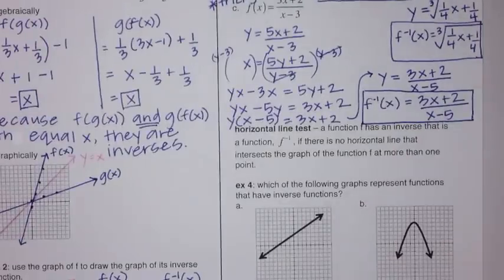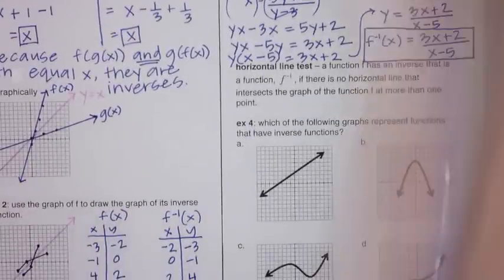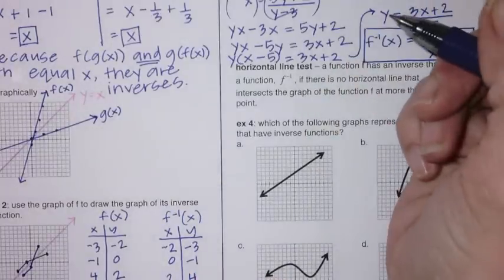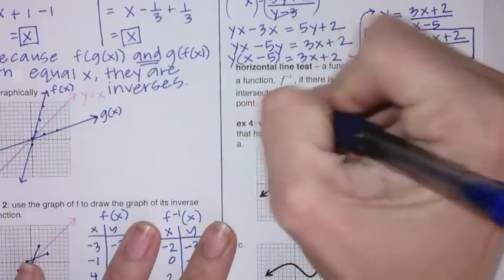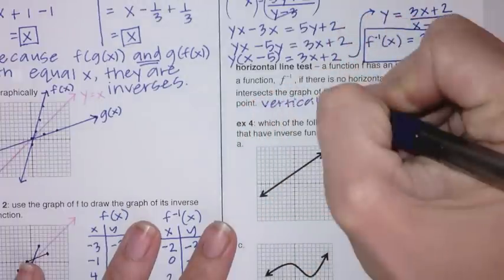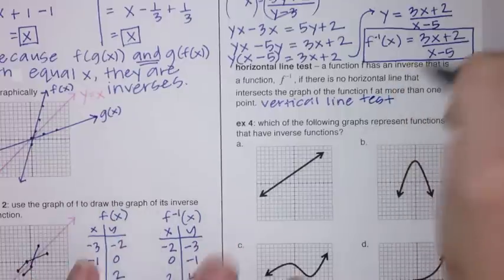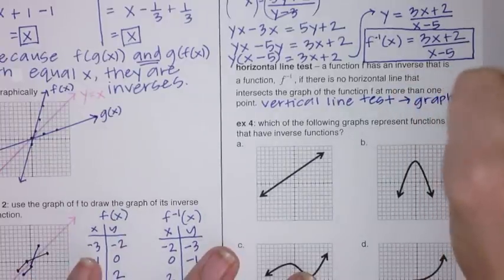Now I know in Algebra 1 and in Algebra 2, you guys learned something called the vertical line test. And what the vertical line test does is it tells us whether or not the picture we're looking at is a function. So the vertical line test, just to recall, it's going to tell us whether or not the graph is a function.